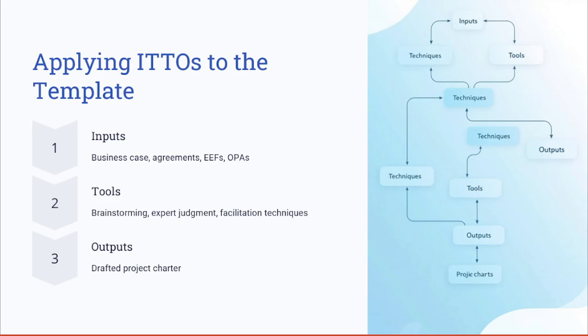Applying the ITTOs, or the inputs, tools and techniques, and outputs, to the project charter template. The ITTOs play an important role in the template creation. Inputs like the business case and the organizational assets provide context, while tools such as brainstorming and facilitation techniques, and also expert judgment, help to refine the content of the project charter. The output here is a well-defined, structured draft of the project charter.